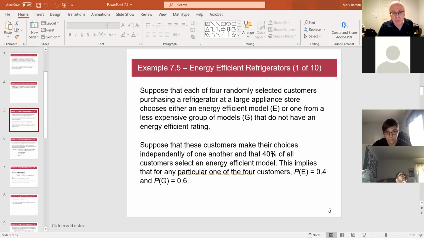And then we're saying, based on long-term information, if you select somebody at random, the probability that they're going to select an energy efficient model, if they're selecting a refrigerator, is 0.4. And of course, the probability that it's not energy efficient would be 0.6, obviously, because that's the only other possibility. And the sum of these two probabilities is equal to 1, right? That's the probability of the entire sample space. So the sample space is simply E or G, all right? One of those two, a person's going to choose to purchase, all right?